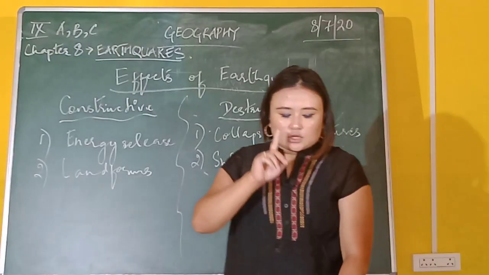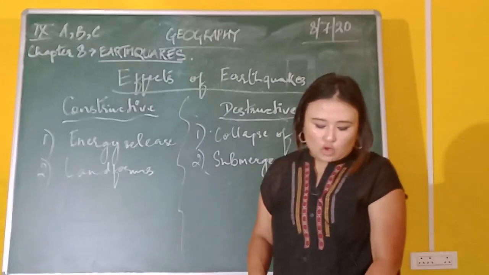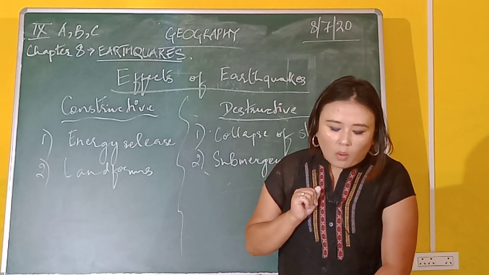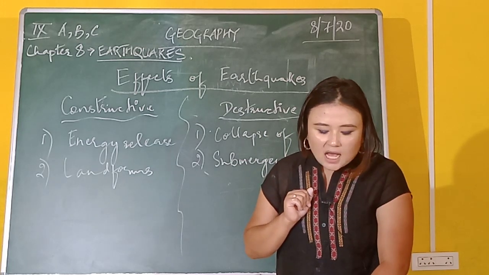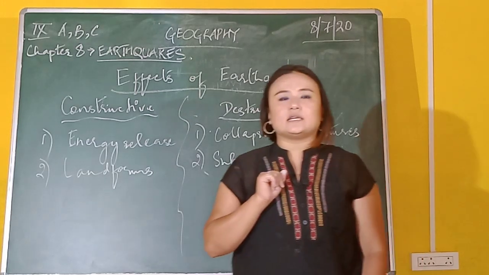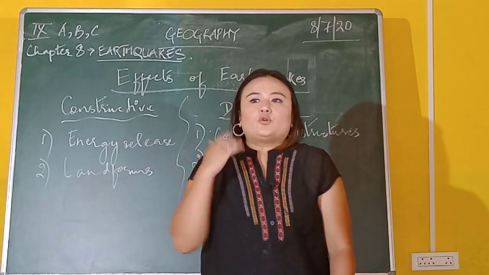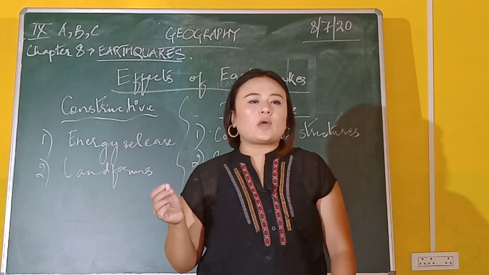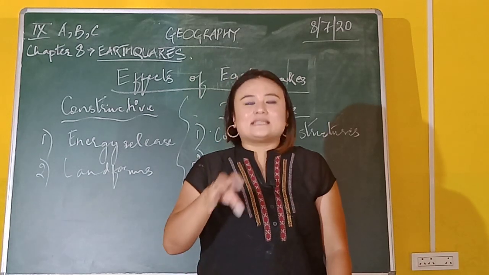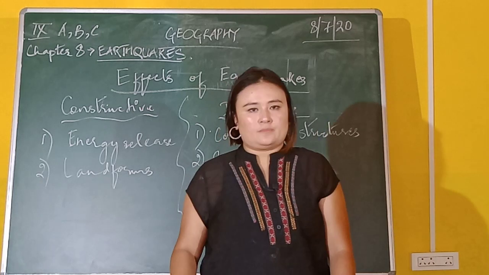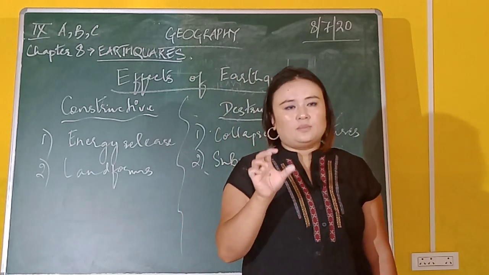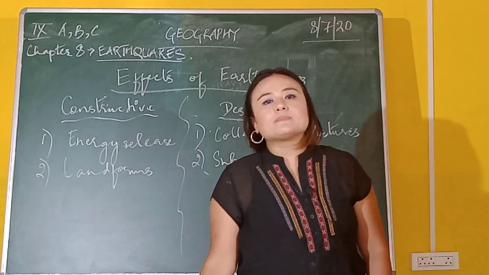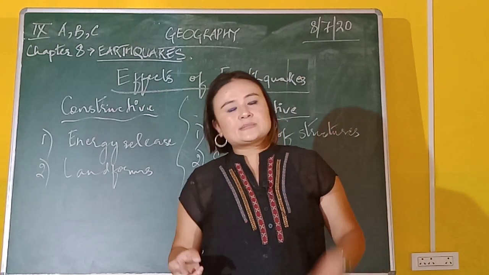Now submersions. The forces of upliftment and subsidence also cause submergence of the coastal parts. For example, Dwarka in Gujarat, which now lies submerged under the sea. Now Dwarka, I'm sure if you belong to the Hindu religious group, everyone is aware of the city of Dwarka that used to flourish. Dwarka is very famous because it was the kingdom that was basically ruled by Lord Krishna.